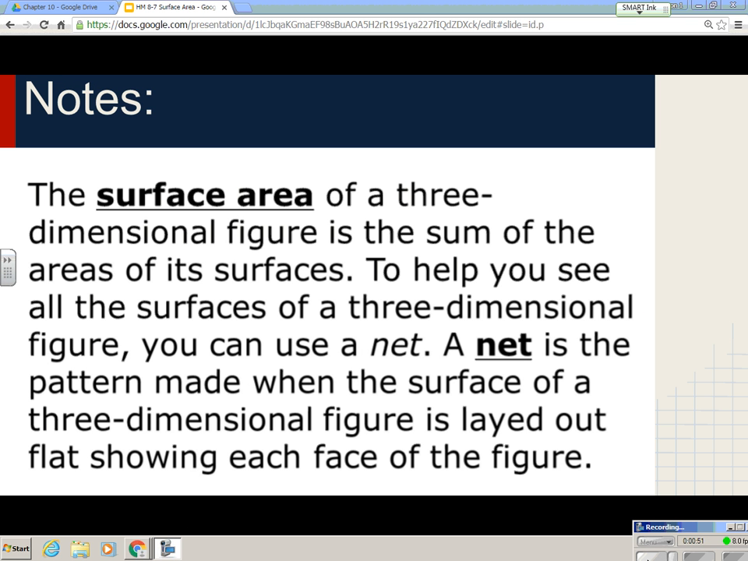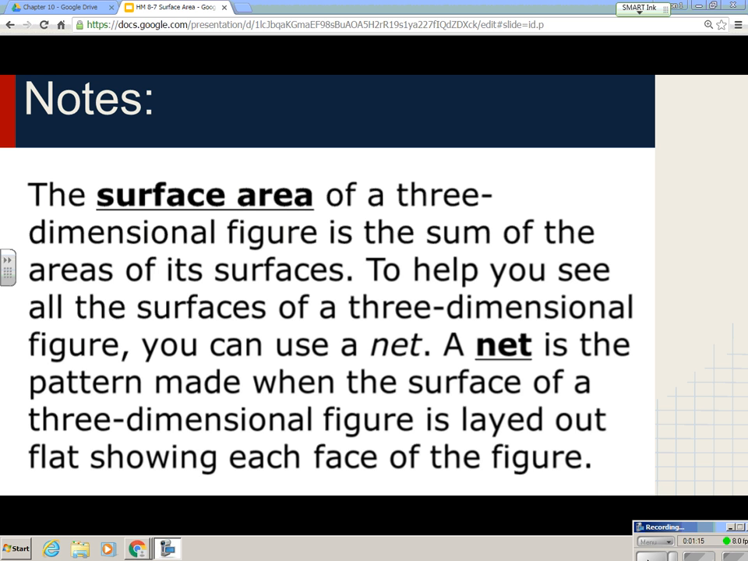All right, so today we're going to talk about surface area. And what is surface area? Well, I'm glad you asked. And if you didn't ask, I'm glad I mentioned it because you have to write down that definition. The surface area of a three-dimensional figure is the sum, so you're adding up all the areas of its surfaces. As you know, three-dimensional shapes have a lot of different surfaces. You got to add them all up.